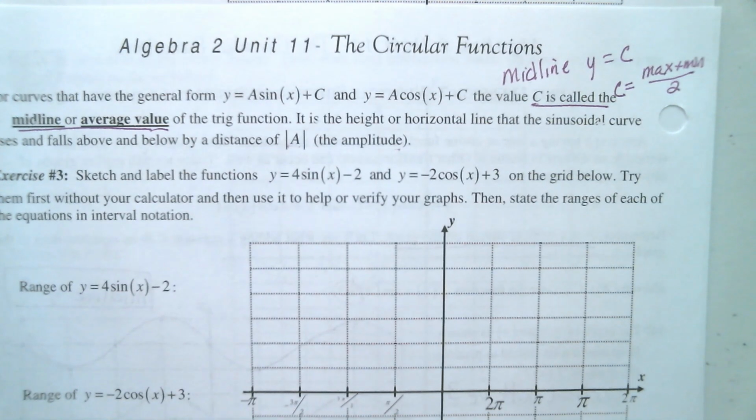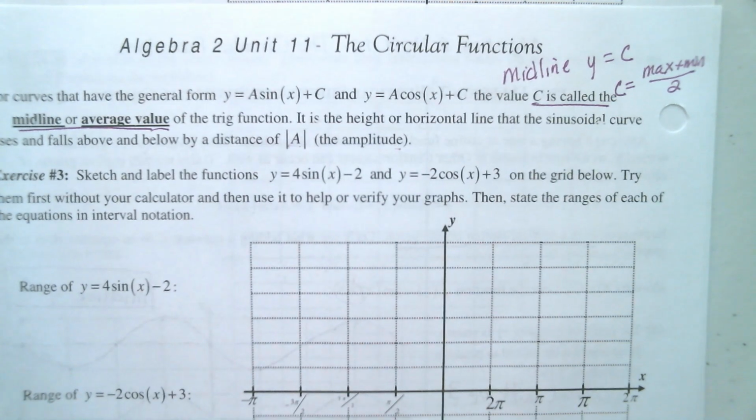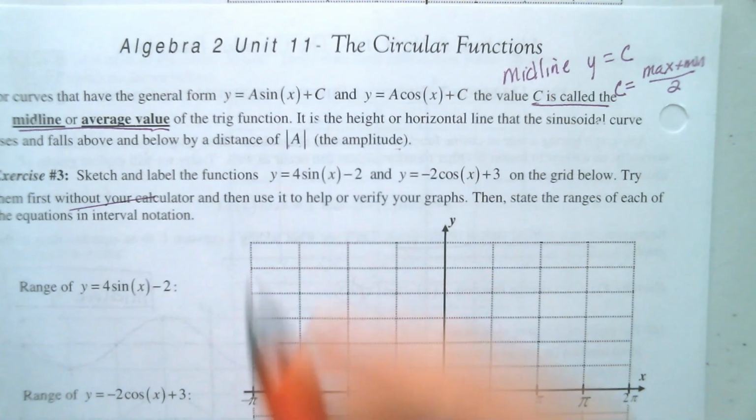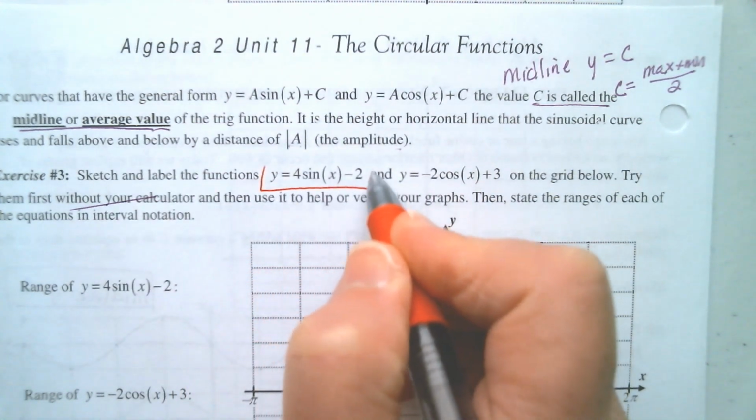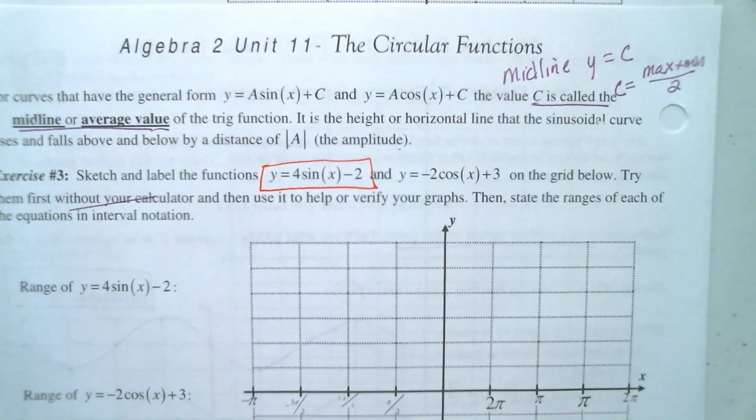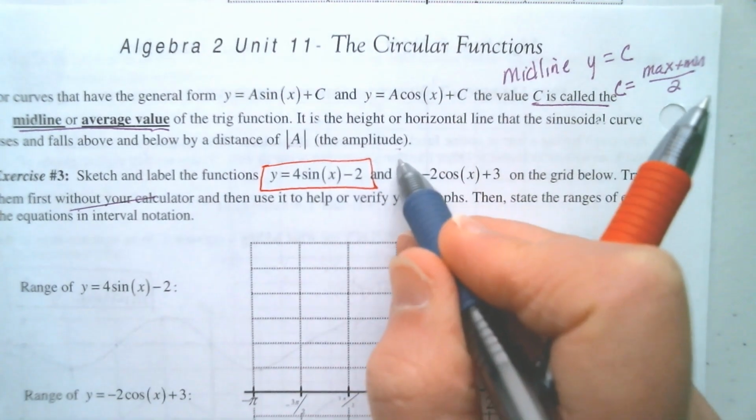Exercise number 3, sketch and label the functions y equals 4 sine x minus 2 and y equals negative 2 cosine x plus 3 on the grid below. We're going to do these without our calculator. Then state the ranges of each of the equations in interval notation. Okay, so I'm going to do sine in red pen or pencil and cosine in blue.